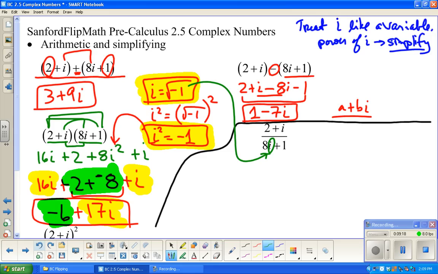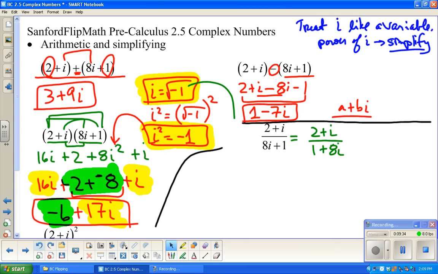So to rationalize that, what we have to do is multiply by something that gets the square root out of the bottom. Now, I personally prefer this in the a plus bi form, so I'm going to switch this 8i plus 1 around. So 1 plus 8i. It's just, that's the order I like it in. And I could have done that all along. It's just sometimes problems aren't in a plus bi form initially.